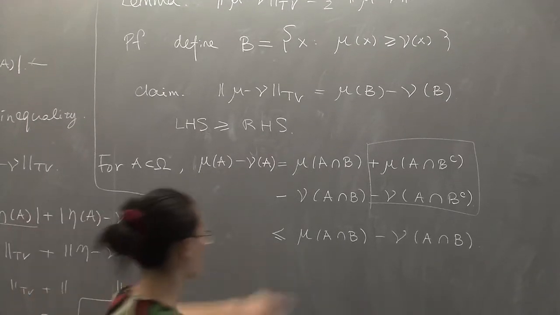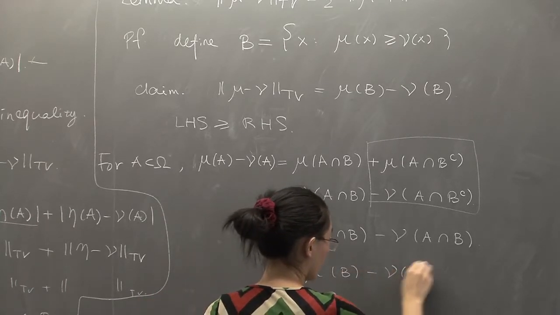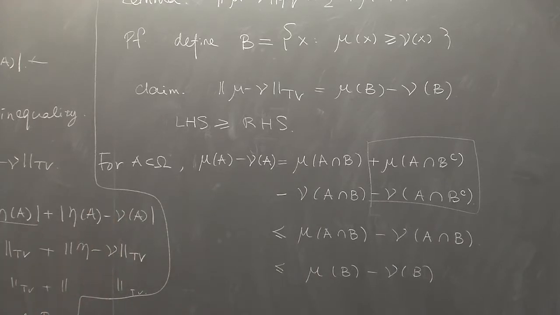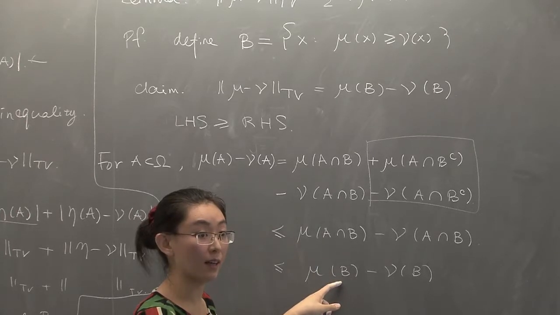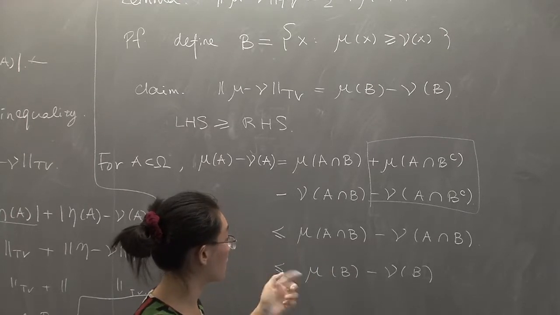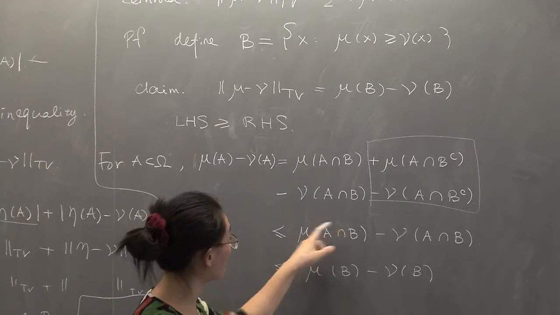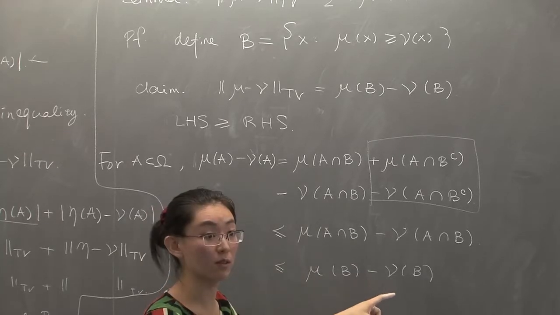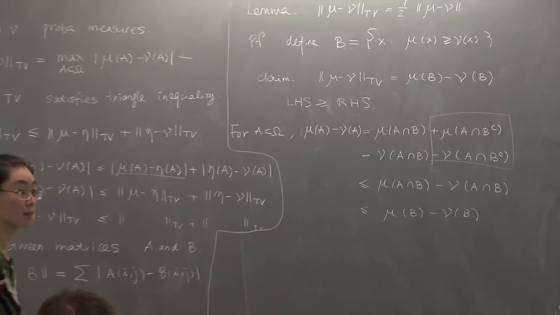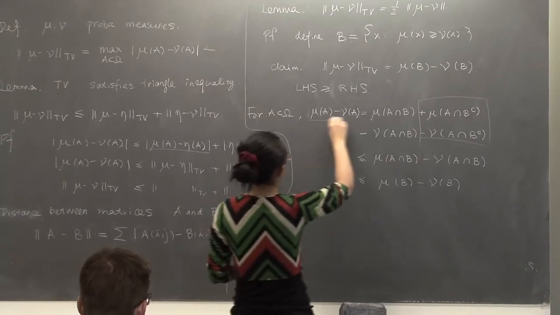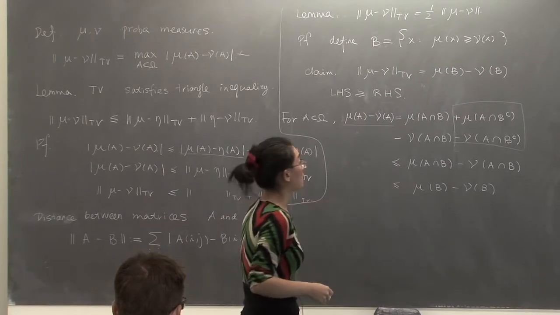And then this quantity is always less than mu B minus nu B, because A intersect B has fewer elements than B. And for those elements in B but not in A, they have a positive contribution in mu minus nu. So this one is always less than this one. So here we have shown that for any subset A, mu A minus nu A is bounded by this quantity.